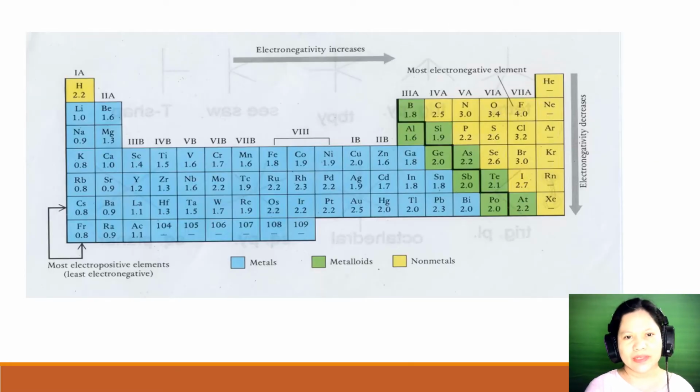So here is another diagram showing the electronegativity. It increases from left to right. So ibig sabihin, within the period, it is increasing. As you move across the period, the electronegativity increases. But as you go from top to bottom, that is within the group, electronegativity is decreasing. You have also there the metals, the metalloids, and the non-metals as indicators.